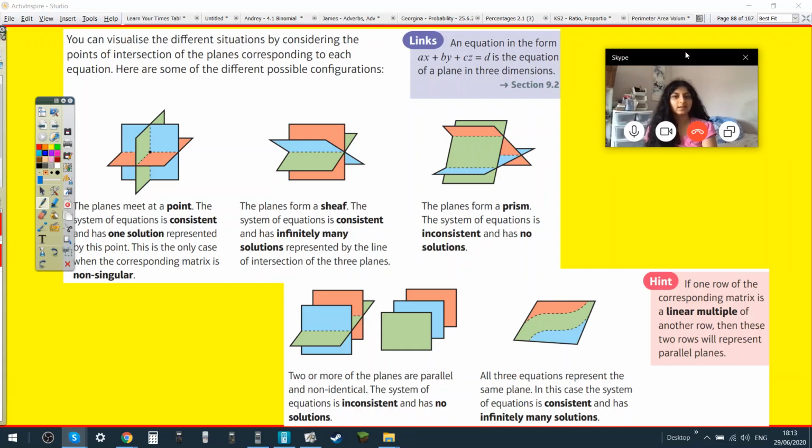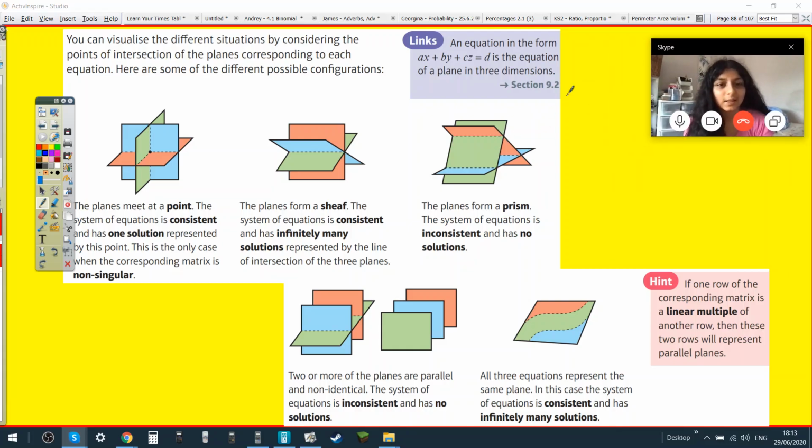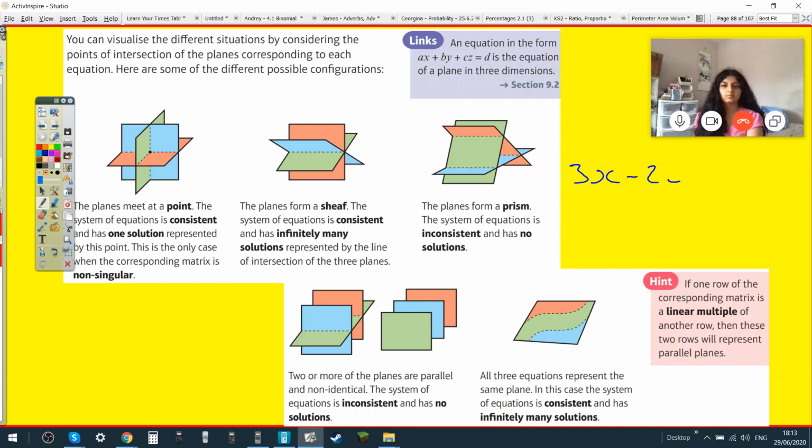Oh my god, I don't know what this is. We don't have to do planes anymore, and I'm happy. This is just a visualization. If you had simultaneous equations, let's say 3x minus 2y is equal to 11, and 21x minus 14y equals 77. They're the same. You would just get yes.